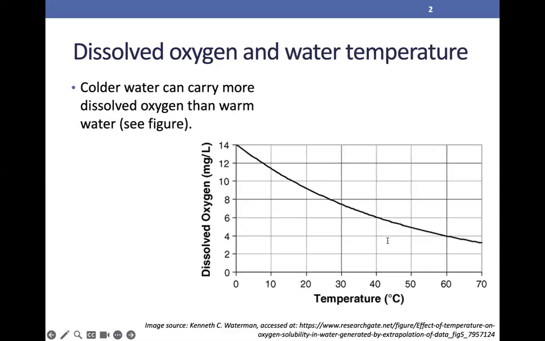Cold water can carry more dissolved oxygen than warm water. However, this does not mean that colder water always has more dissolved oxygen in it than warmer water. It only means that it has the potential to carry more dissolved oxygen than warm water. Next, we will revisit how temperature and dissolved oxygen in a reservoir can interact to affect water quality.